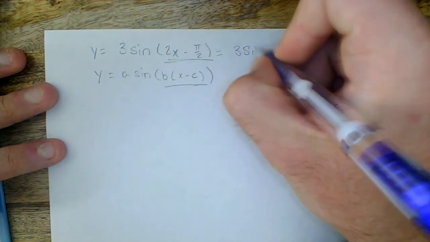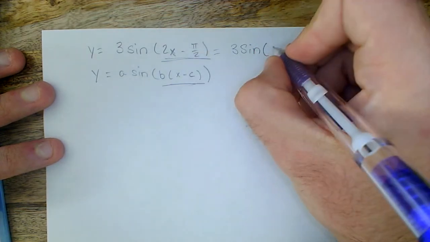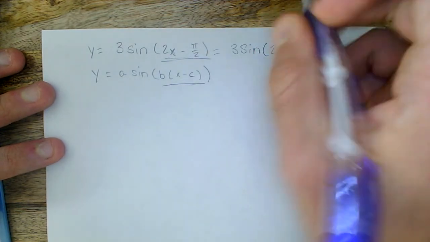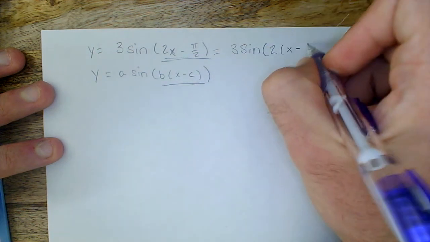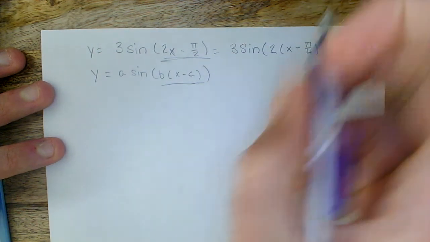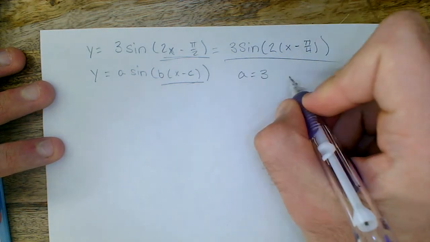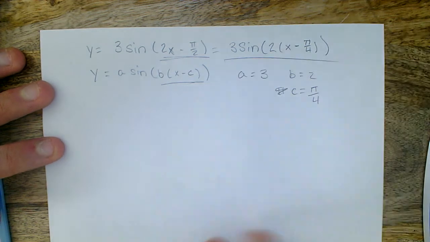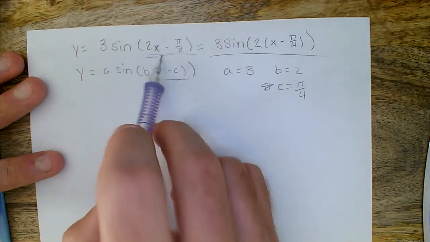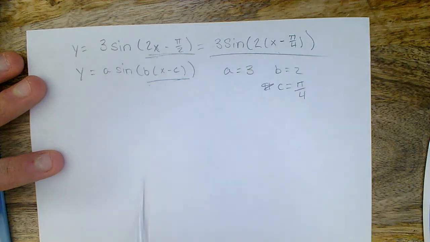So we could write 2x minus pi over 2. Well, I could factor out a 2 out of both of them, so it's 2 times x. If I factor out a 2 out of negative pi over 2, it's minus pi over 4. And then you can continue to graph like we normally do, with a being equal to 3, b equal to 2, and c equal to pi over 4. Okay, so if it's not in this form, that's how you can use algebra to make it in the form that we like.